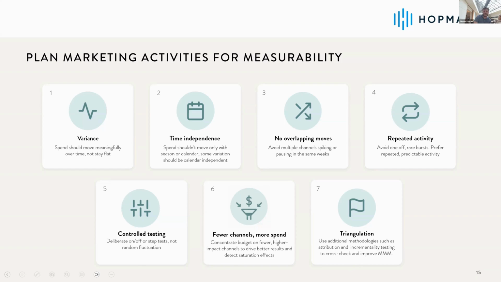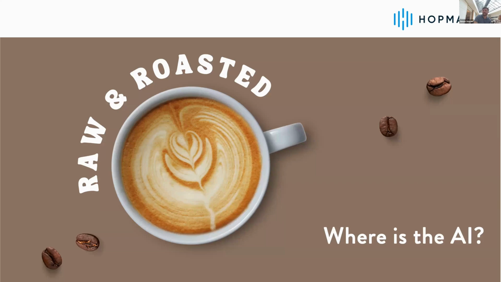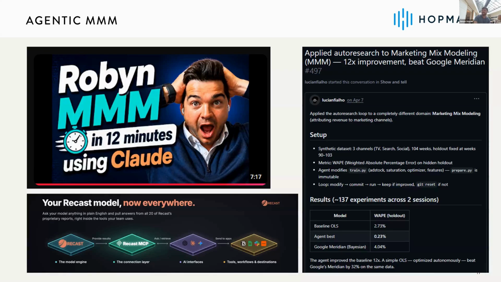All right, that's on the process. And as I mentioned, I want to close a little bit with AI, as always. So just a few screenshots that I found when looking for marketing mix modeling and AI. There's one funny YouTube video, I would say, where someone used Claude and did marketing mix modeling in 12 minutes. Not sure about the results, to be honest, but still it's an interesting direction.